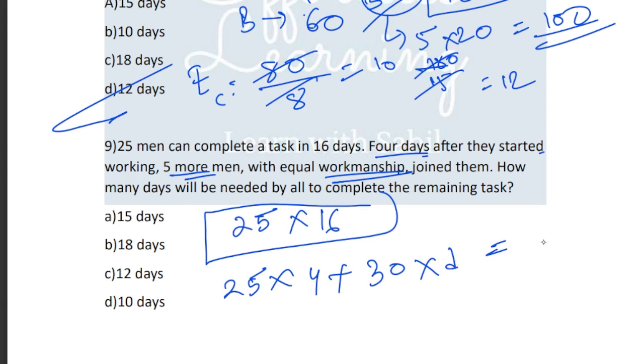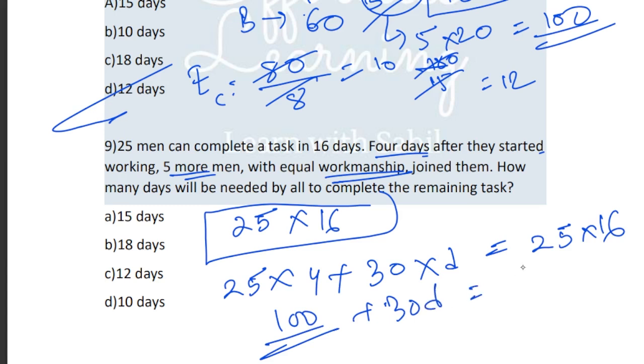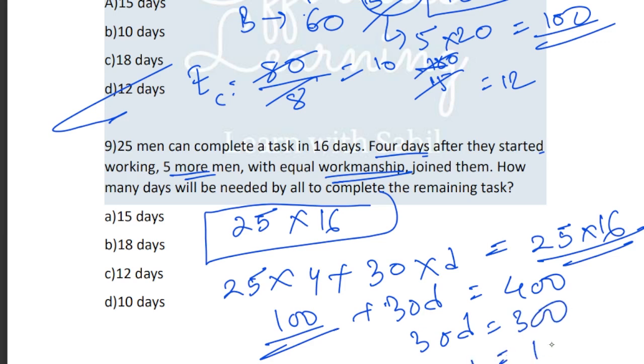So here we have 25 multiplied by 16. It is 100 plus 30D, and this one is 25 multiplied by 16. So 25 multiplied by 4 is 100, and 4 times that is 400. So here 30D is equal to 300. So D is equal to 10. So in 10 days.